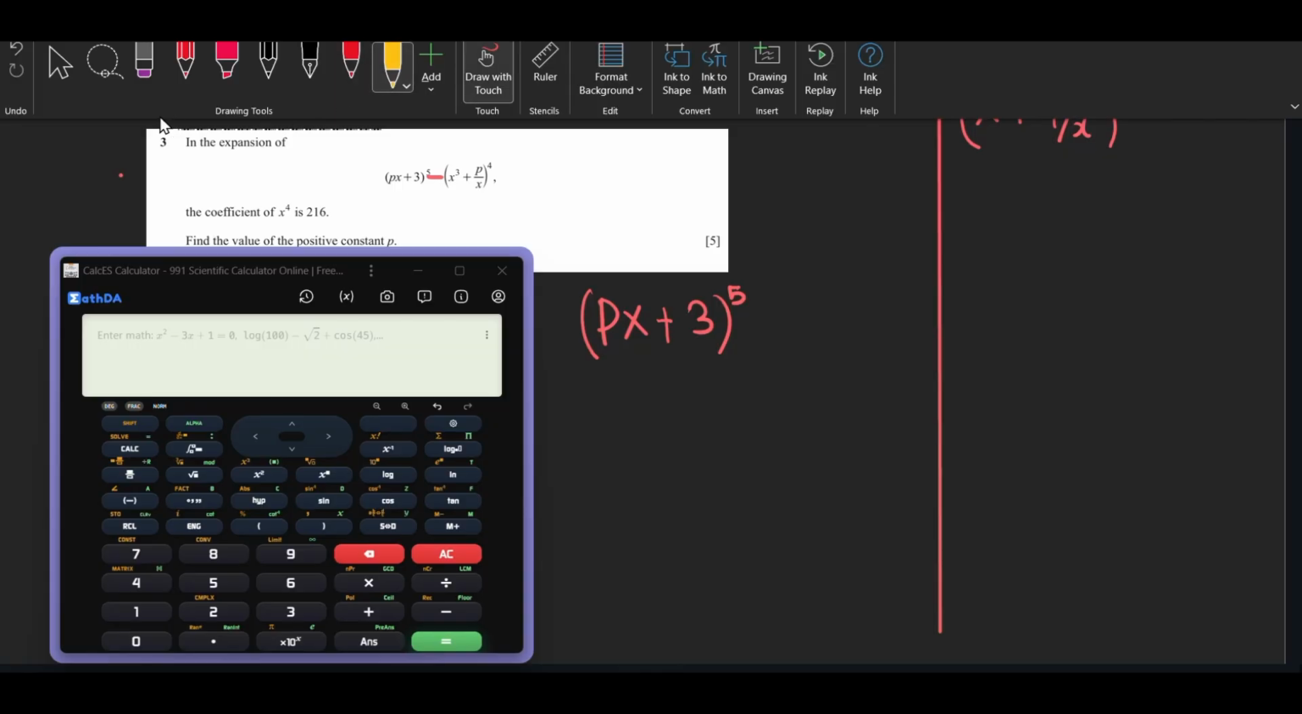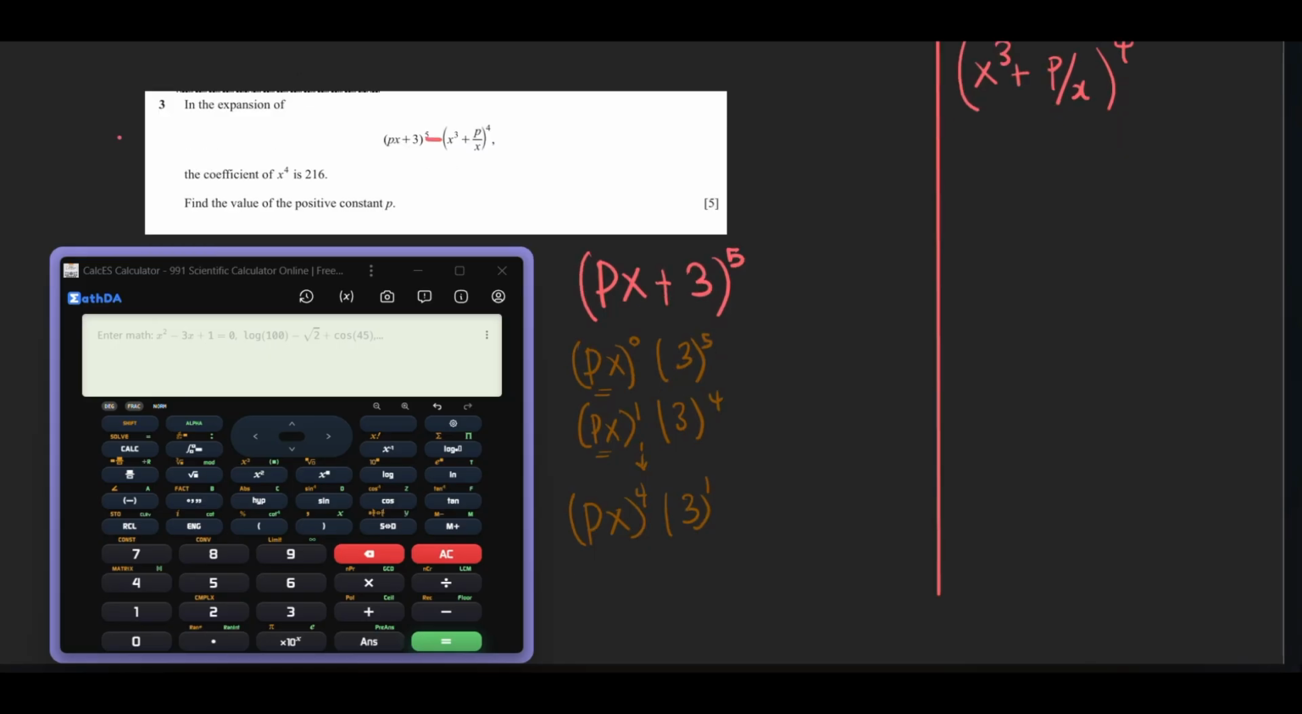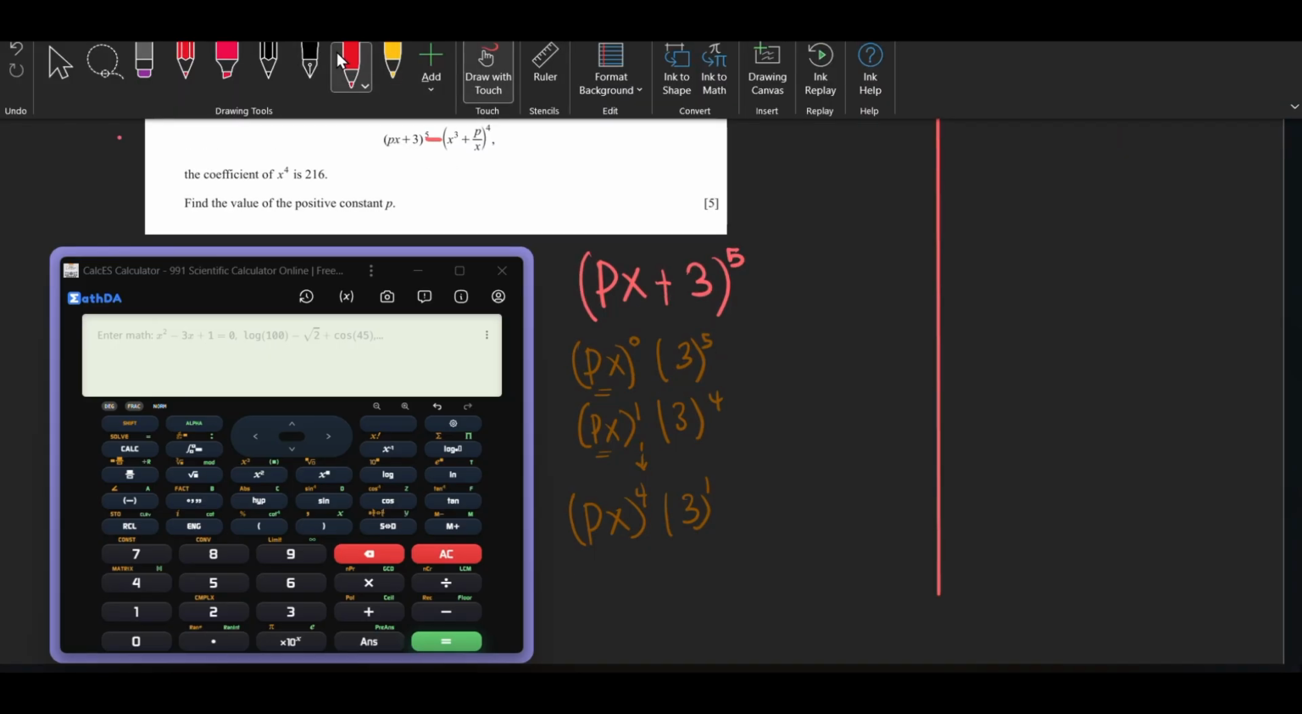Because, for example, you have to start from the smallest value and go down until you get to the biggest value. So, why do you need to do all these? You see, these terms don't carry an x to the power 4. The one that you need is when px is carrying power 4, so it means the 3 here will be carrying power 1. So you'll just keep on going until you acquire this one. This is the only term from the first chunk that can carry x to the power 4.